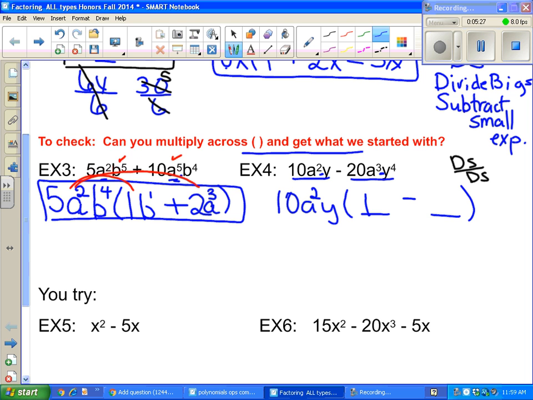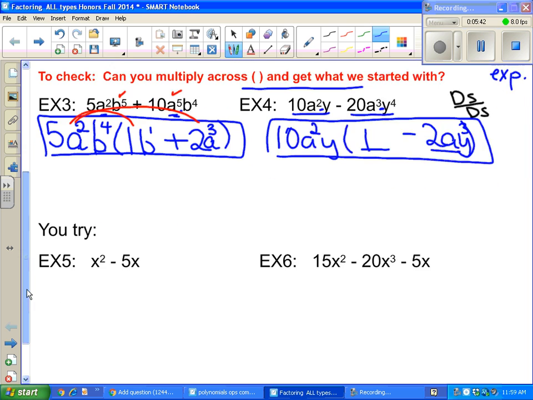10 goes into 20 two times. A to the second from A to the third is 1 A left. Y from Y to the fourth, if you subtract, you get Y to the third. This would be my final answer, factoring out the greatest common factor.